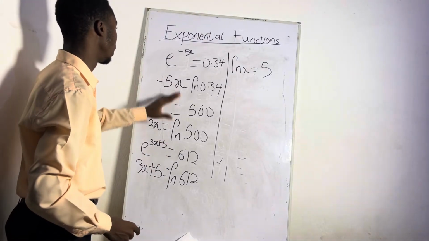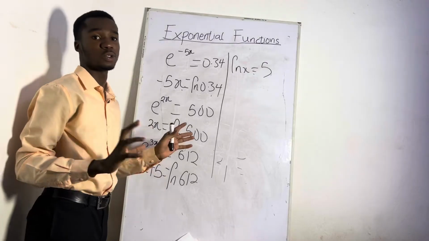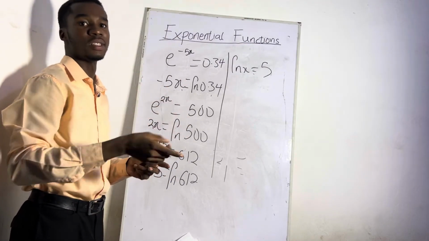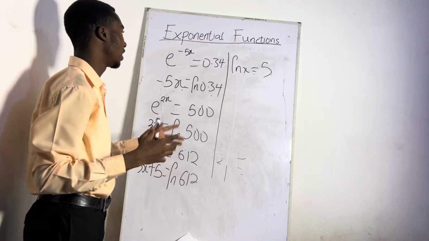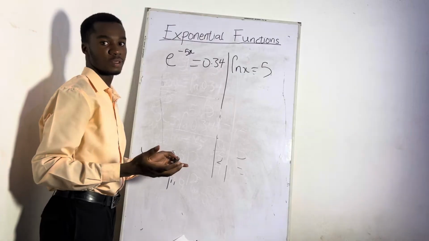So when you watch all this, what have I done? Anytime you see e exponent something is equal to a number or a value, just take the exponent, then it's equal to the natural log of it. And the natural log is represented by ln. You get it? So now that we've understood that, what do we do?